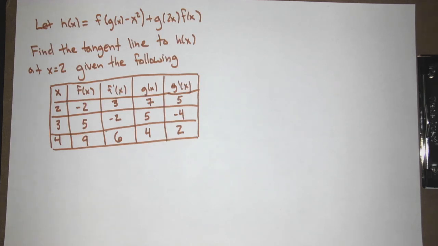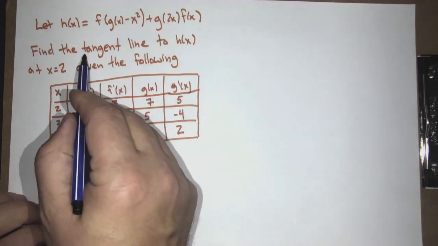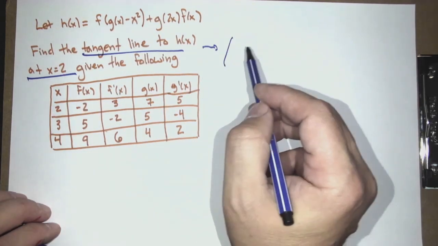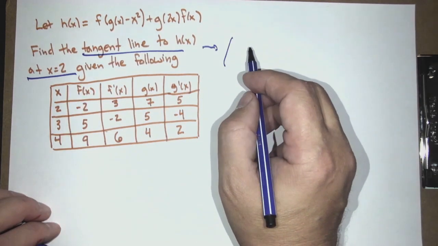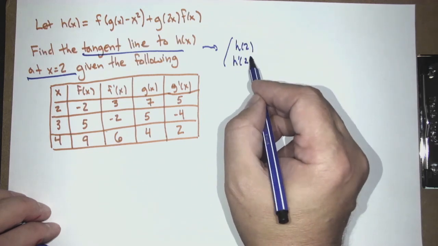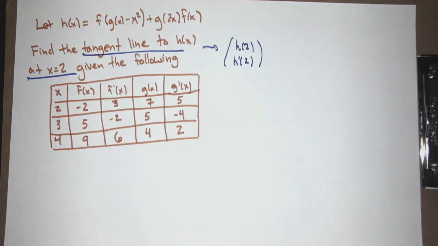So what do we do? How do we use this? Well, we start figuring things out. Now, if we're after the tangent line, we talked about this before, what are we really seeking? What information do we want? If I want the tangent line, I need what pieces of information? Yeah, h of 2, h prime of 2. That's what we're really after in this problem.